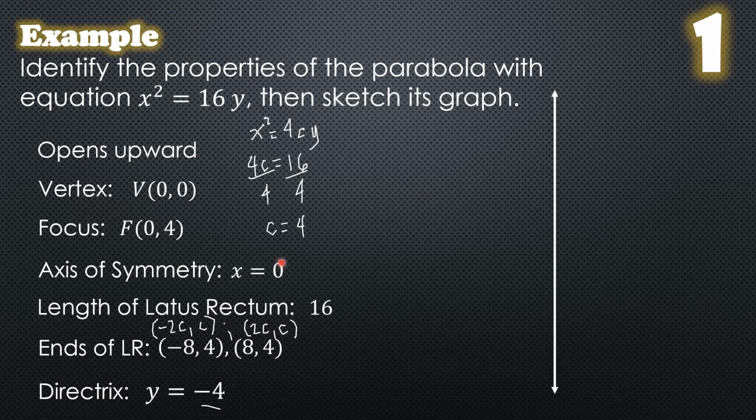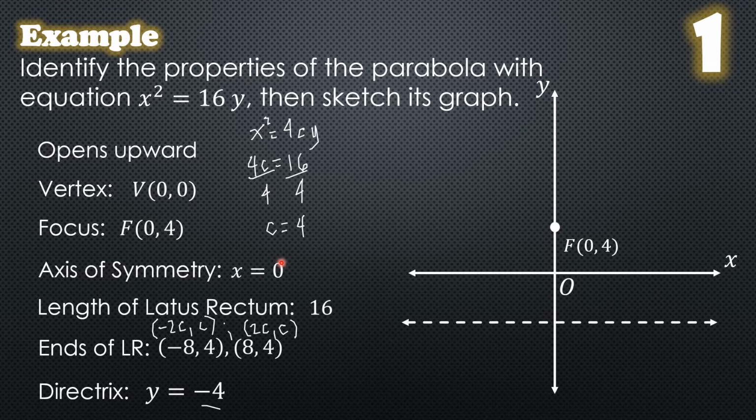Let us graph the parabola. Let us have the rectangular coordinate system. The focus at (0, 4). The directrix y is equal to negative 4. Let us have the endpoints of the latus rectum. One at (8, 4) and the other at (negative 8, 4). Knowing the vertex and the ends of the latus rectum, we can already have the rough graph of the parabola.